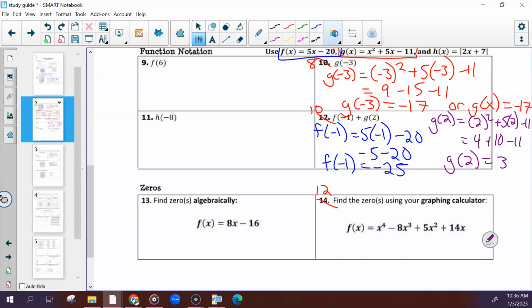Then the last step would be to add those together. Negative 25 plus 3 would give us negative 22. So that would be our final answer. And writing that, we would just rewrite it with the original. F of negative 1 plus g of 2 equals negative 22. Questions on 10 before we move on to 12.